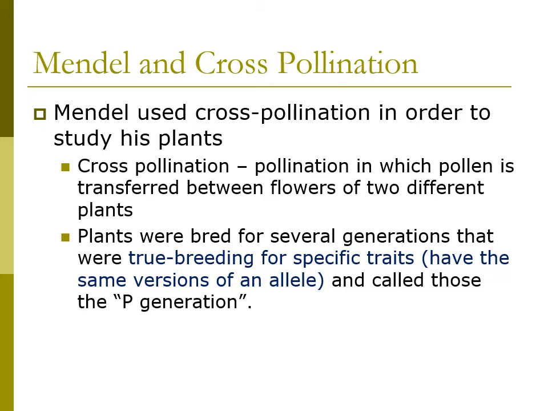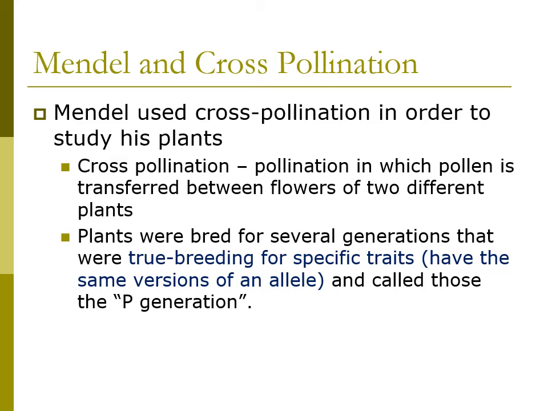So cross-pollination is basically, he would cut the part that makes the pollen off the plant and then very purposely use a little paintbrush to transfer pollen from one plant to another. So he wasn't relying on insects or the wind. He was doing it very purposely so he knew which plants were breeding together.